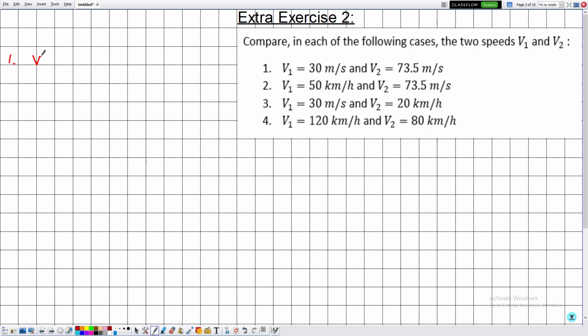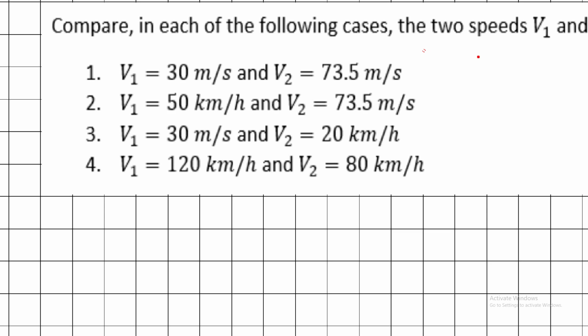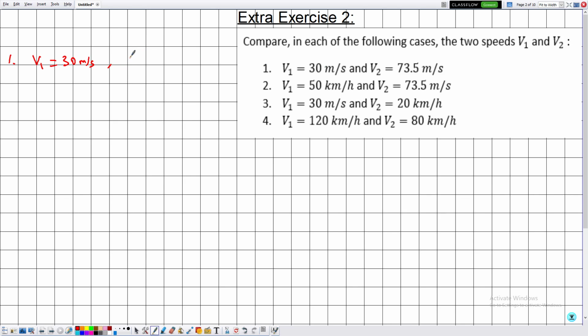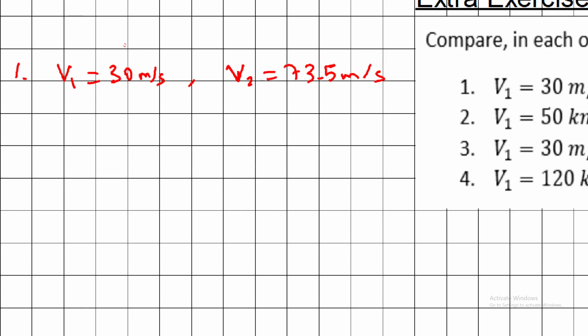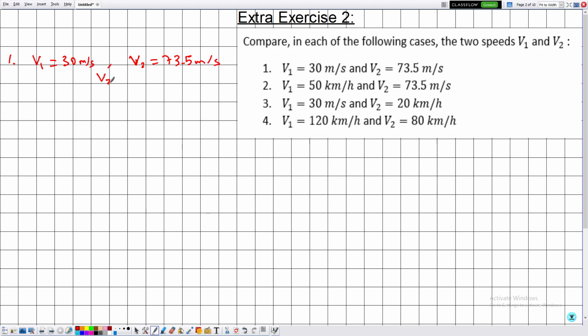So we have that v1 is equal to 30 meters per second. First of all, before we compare, in physics, whenever we need to compare two numbers, we need to make sure that both numbers have the same unit. So notice that in this case, v1 is being expressed in meters per second and v2 is being expressed in meters per second. So directly we can compare between v1 and v2. So notice that in this case the value of V2 is greater than V1. So this is the comparison between V2 and V1.